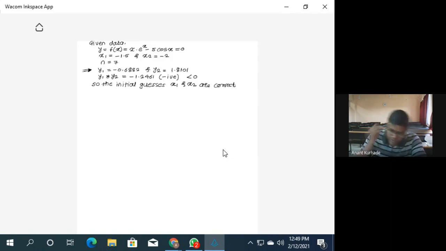Now next we have to go for iterations. Then you can write first iteration. Remember, you have to show only one iteration in detail and the remaining iterations in tabular form. All of you know the iterative formula. x1 and x2 are given, so the iterative formula will give x3. x3 is equal to (x1 plus x2) divided by 2, which is (minus 1.5 minus 2) divided by 2. So what is your answer? It is minus 1.75. Is it correct?